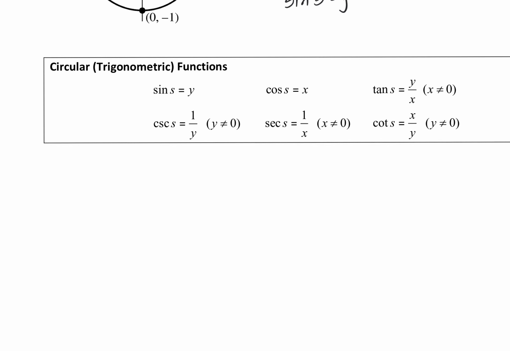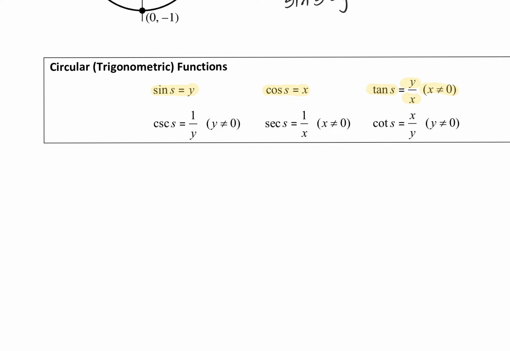So we have what we call our circular or trigonometric functions. And we already talked about sine being our y value and cosine being our x value. We're also going to define our tangent function, and that's going to be the y over x. Since x is in the denominator, x cannot be equal to 0.